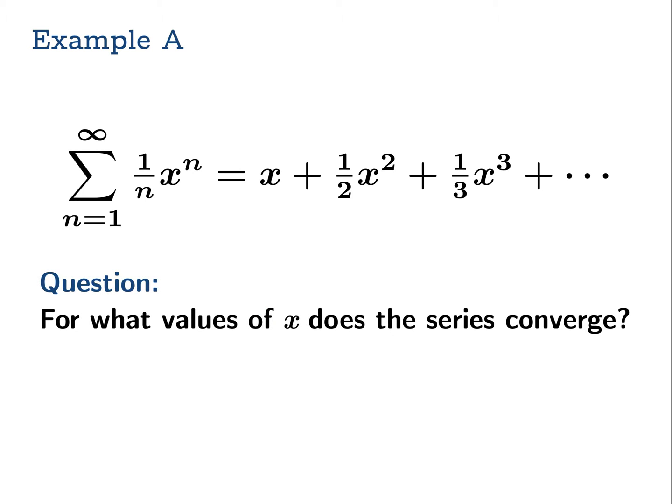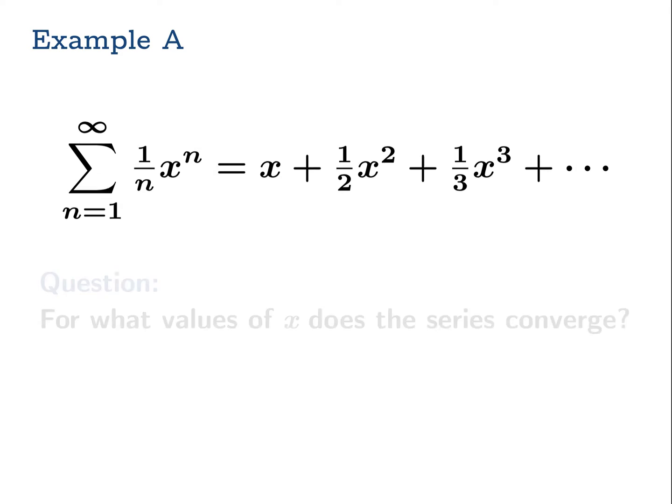Now, in this example, let's try to be more algorithmic about this. Let's not just pick random values of x and see what happens to the series. Let's go about this the other way. Let's figure out once and for all the values of x for which this series converges.